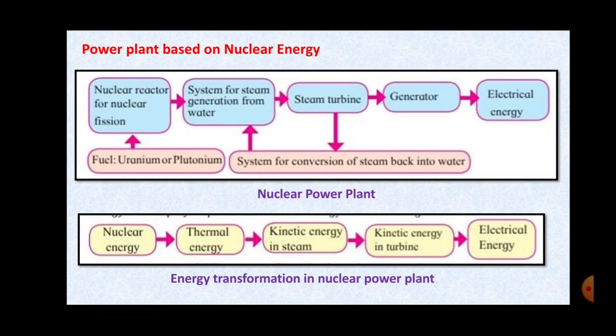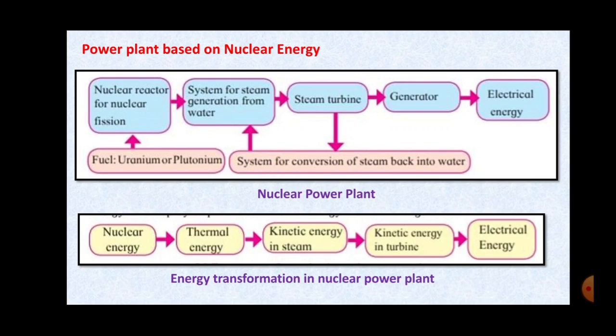Now the energy transformation in a nuclear power plant is very simple, as I had shown you. Here, for the nuclear energy, we take uranium or plutonium, and the fission of the nucleus of the atoms is done. So the nuclear energy is converted into thermal energy, or into steam. Then the kinetic energy present in the steam rotates the turbine.